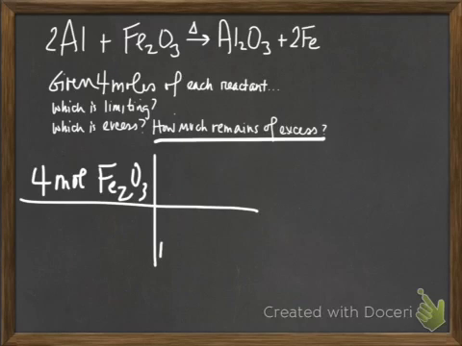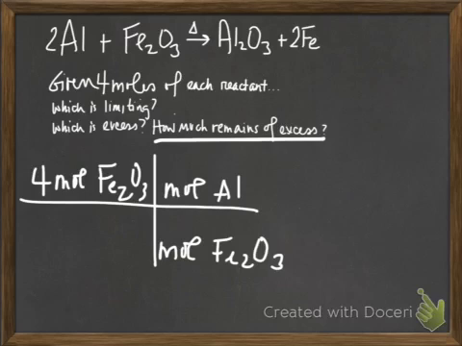Well, again, we're already in moles, so we don't have to do any fancy footwork to get to moles. And we know that it'll have to be moles of iron oxide on the bottom, moles of aluminum on the top. It's a 2-to-1 ratio. We get an answer that is 8 moles of aluminum. Slightly different answer. Very different answer.